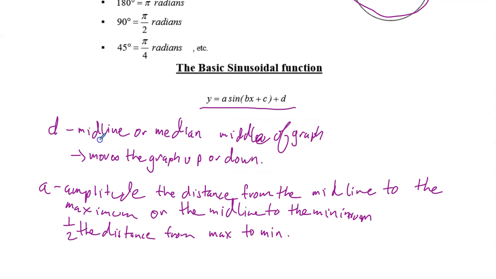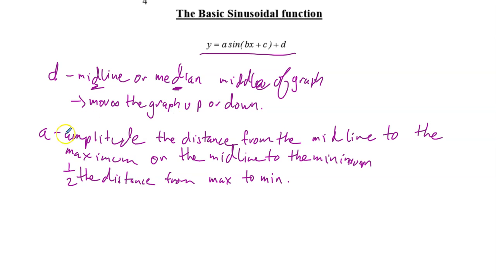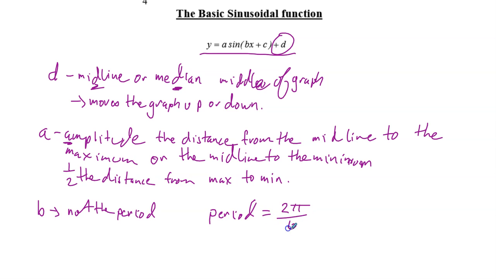So D is the midline or the median, right? I always think of the D in midline or median. A is the amplitude. It is that distance. This is just the midline, right? This is the amplitude. B is not the period, but B gives you the period, so the period is equal to 2 pi divided by B. So you can get the period if you know the B value, right?